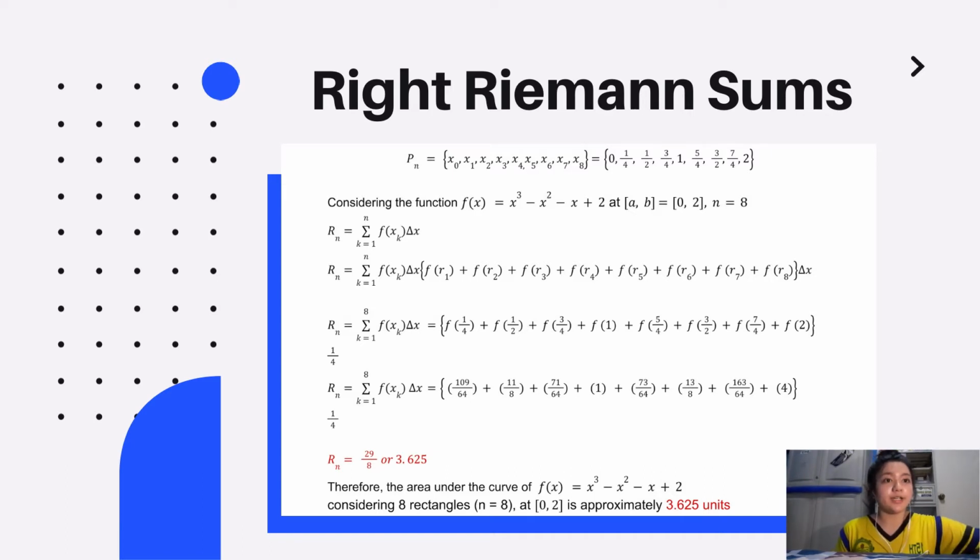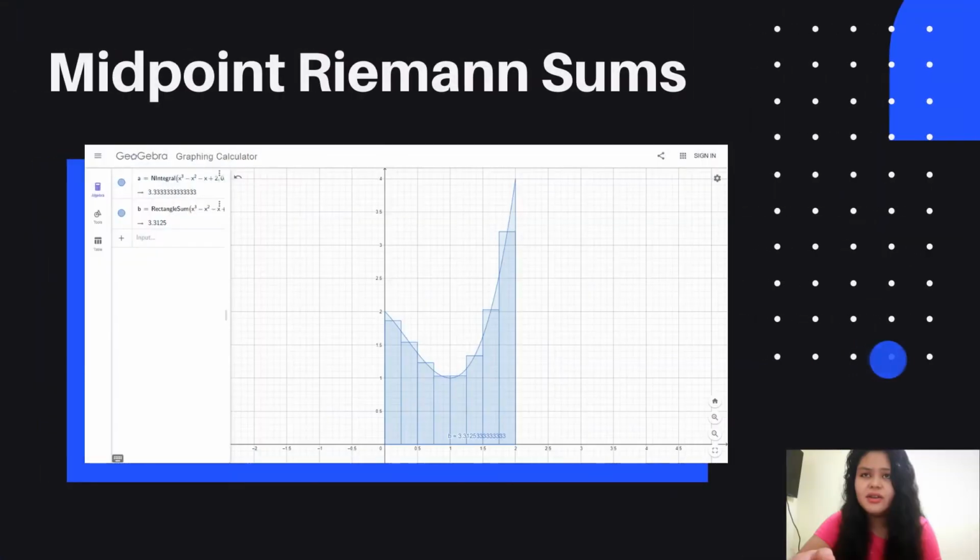To get the sum of the areas, we will be using the formula of the right Riemann sums, which evolves from the formula of the left Riemann sums. The only difference is that 1 is not subtracted in the formula, since we will be using the last partition point for the height. After solving everything, the area under the curve of f of x equal to x cubed minus x squared minus x plus 2, considering 8 rectangles at 0, 2, is approximately 3.625 or 3.63 units.